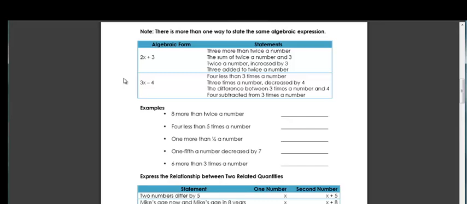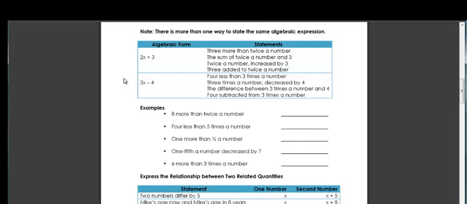The third example says 1 more than 1/2 of a number. So 1 more than should be telling you plus 1. You're going to add 1 to something. And that something is the second part of that statement, which says 1/2 of a number. So you should have 1/2 x plus 1, because you're taking 1/2 times your number, which is your x, and you're going to add 1 more to that.